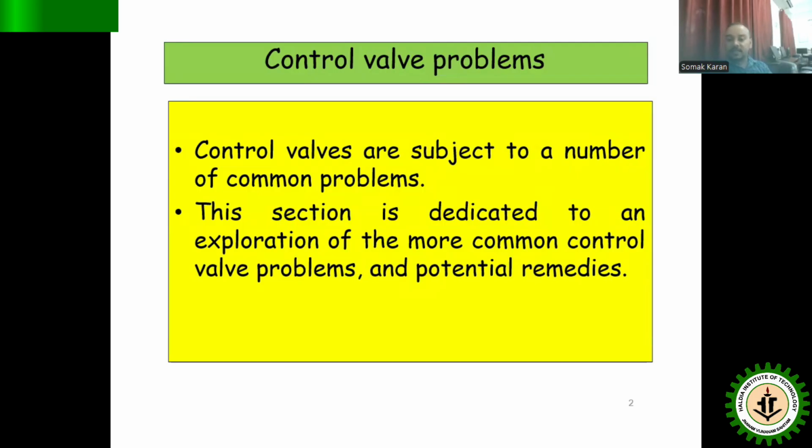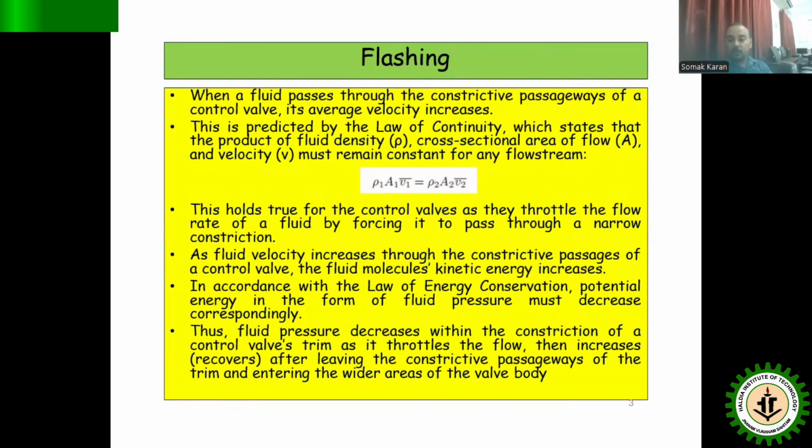Whenever resistance has been given into a process, as per the law of continuity, we know that the multiplication of fluid density, cross-sectional area and velocity must remain constant in the flow stream, that is, in the upstream and the downstream side. Whenever a restriction, which can be considered as an orifice, is provided, it is evidently seen that when the area is reduced, the velocity will be higher, and when the area is higher, the velocity will be lower.